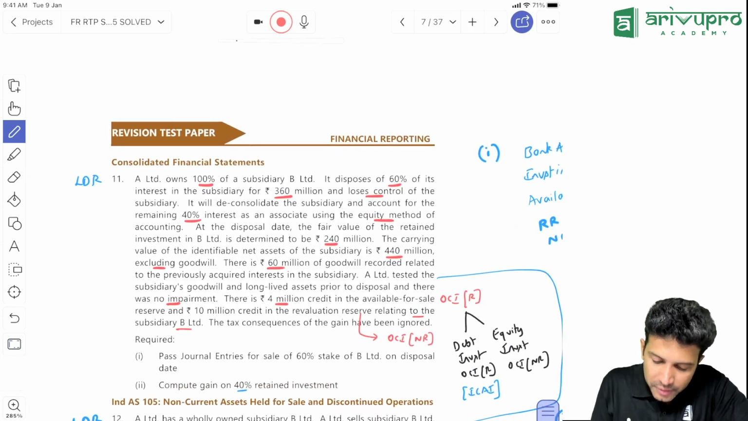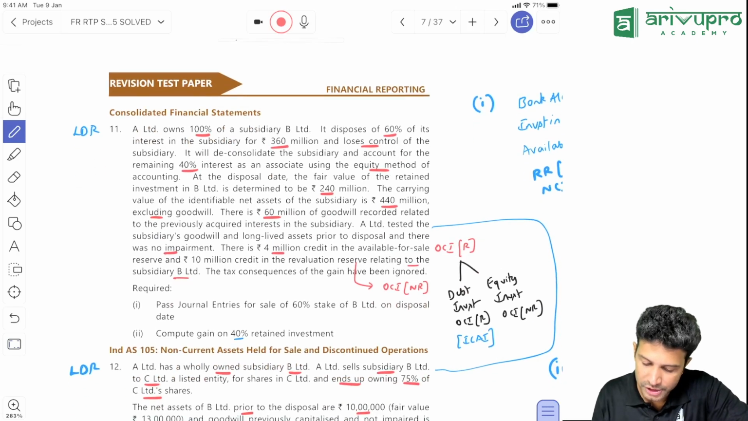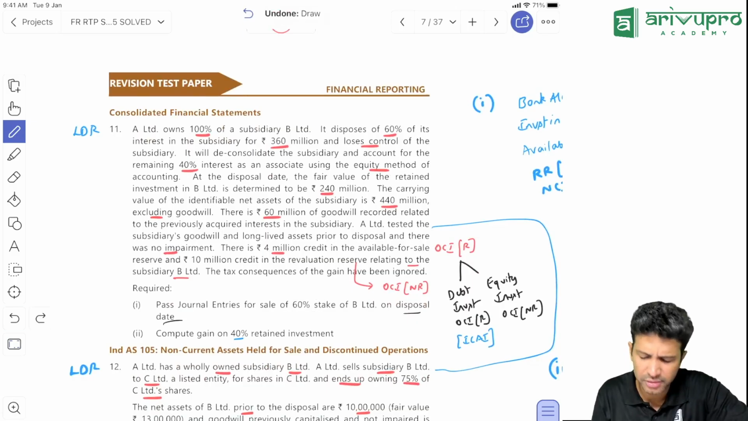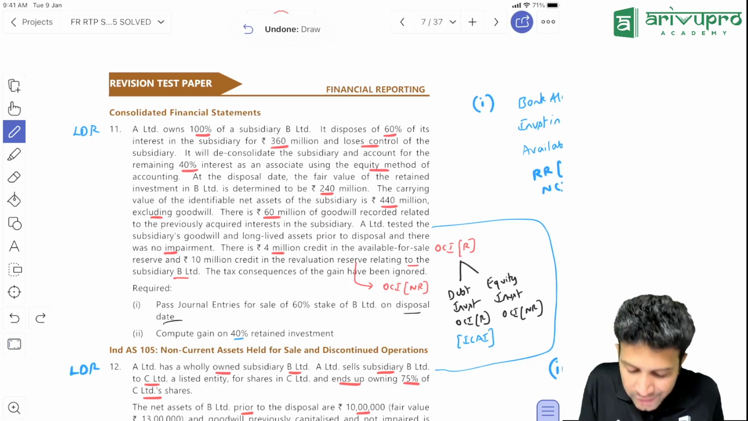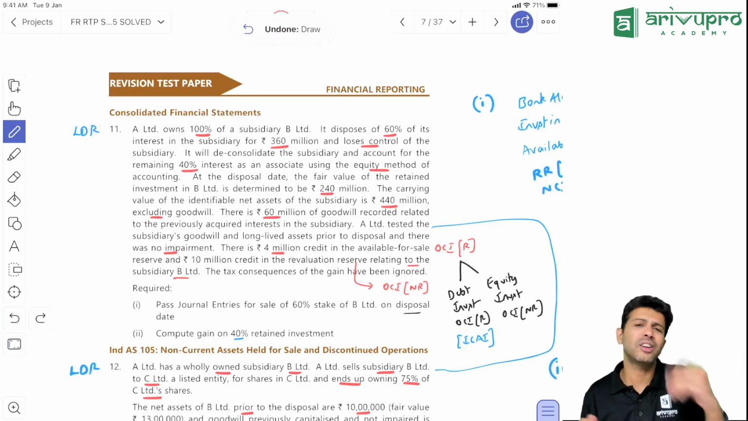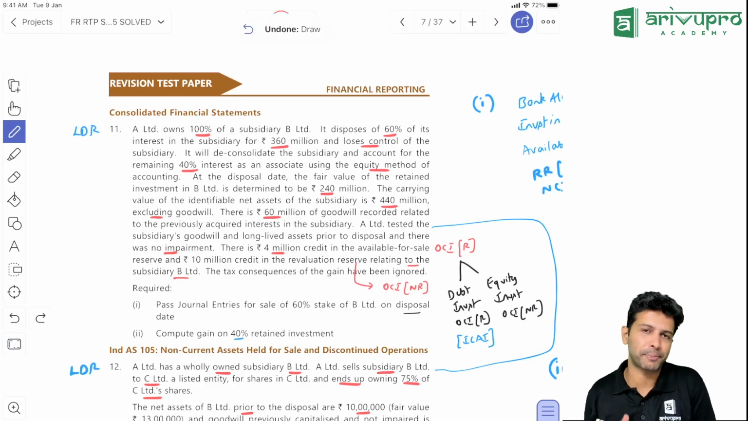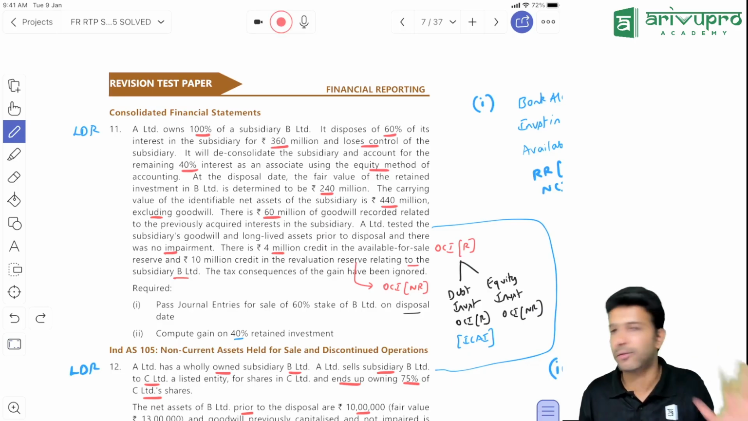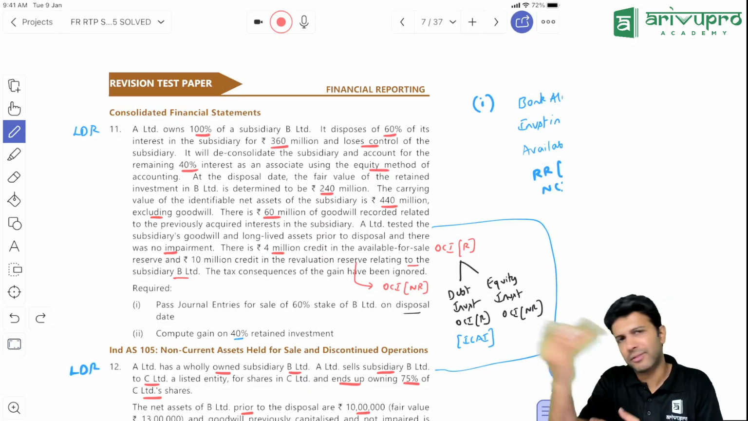Okay, so they've given some consolidated financial statements. One question. Now, if you check, they've told some disposal: journal entry for sale of 60% stake and compute gain on the 40% retained. So it's a 100% subsidiary. We have sold 60%. When you sell 60%, it leads to loss of control, right? Because now the remaining is only 40%. With 40%, you don't get control. At best, you'll only have significant influence. So control is lost. When control is lost, we know the format, we know the journal entry.